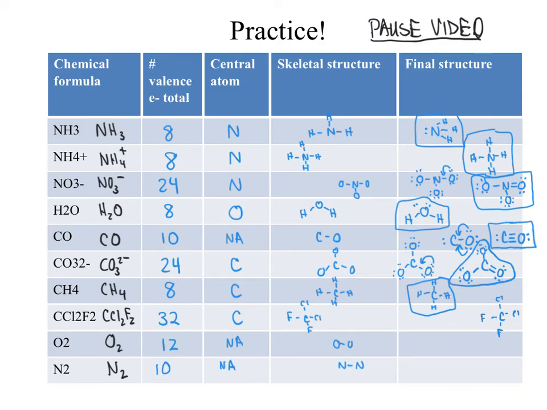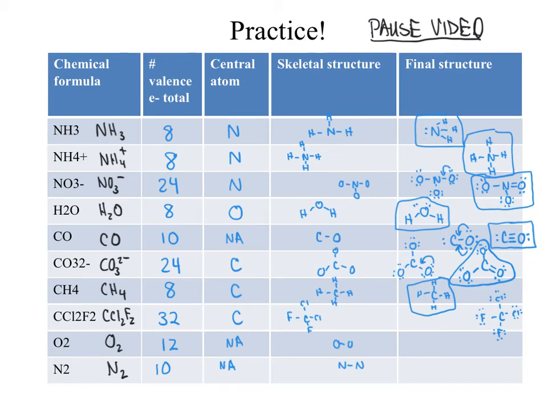I'm going to start putting those extra electrons on the outside atoms in pairs. 2, 4, 6, 8, 10, 12, 14, 16, 18, 20, 22, 24, done. Okay, I've got all my electrons in there. Now if I look at my carbon, it has 2, 4, 6, 8 around it, so that's good. Each of these chlorines has 2, 4, 6, 8, and each of the fluorines has 2, 4, 6, 8.